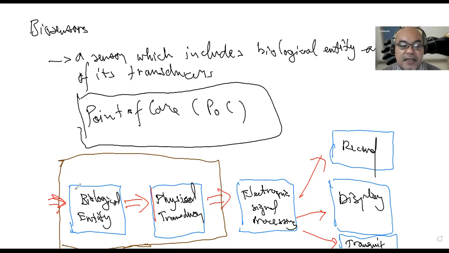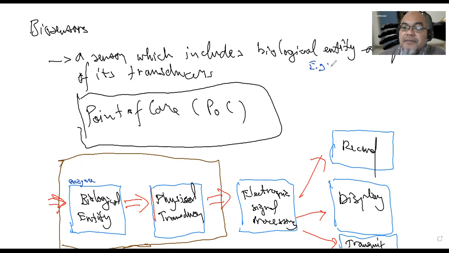For example, what are the types of biological entity? It could be an enzyme. This is, for example, in the case of glucose detection. Glucose detection usually uses glucose oxidase. Here I can give an example: glucose sensing, then the biological entity would be GOD, glucose oxidase.